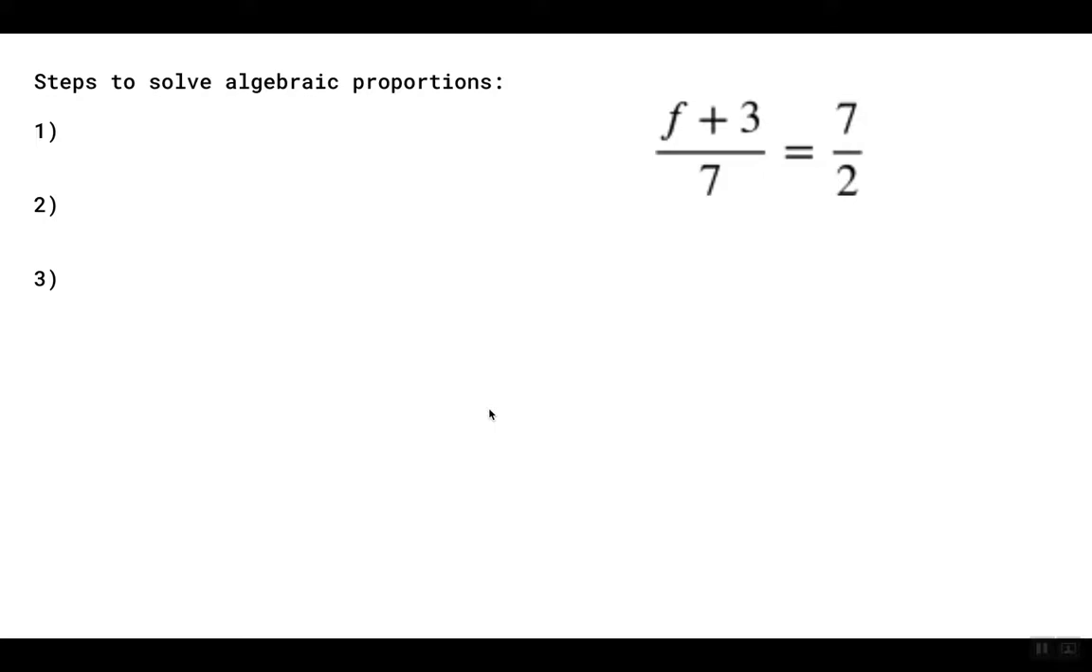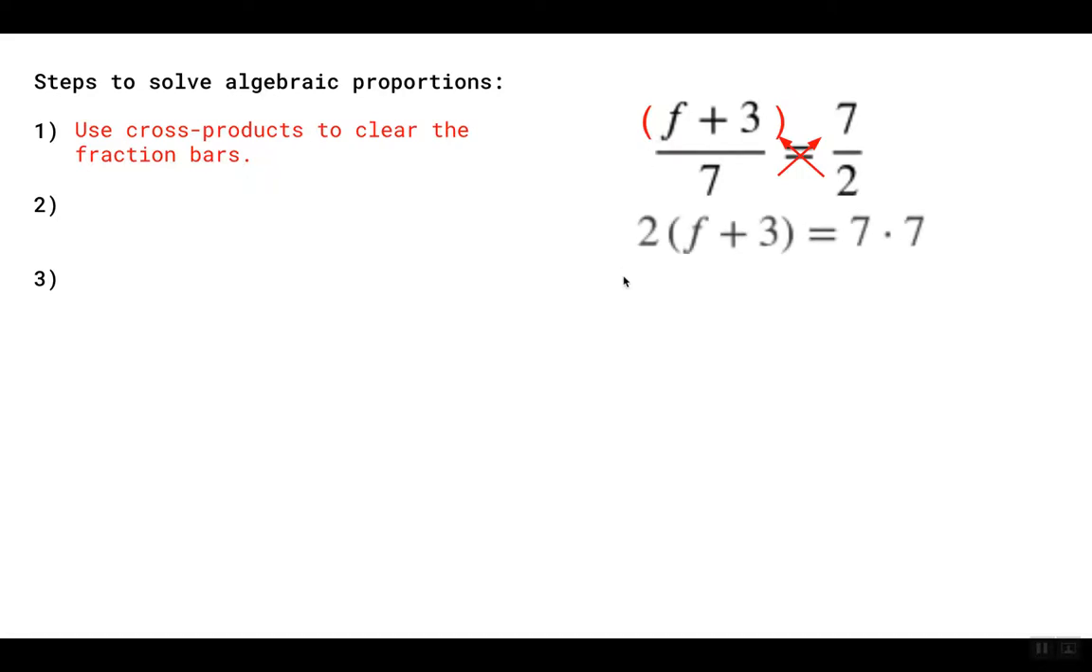Now, this is what proportions are going to look like this year. A little more complicated than what you saw as a 7th grader. It's going to be the same thing. We're going to use cross products to clear the fraction bars. So we're going to multiply in this diagonal form the two things that are connected to each other sort of in this X, okay? We need to remember that that f plus 3 is in invisible parentheses, that this fraction bar is a grouping symbol so that f plus 3 goes together up there. So we end up with 2 times the quantity f plus 3 equals 7 times 7.